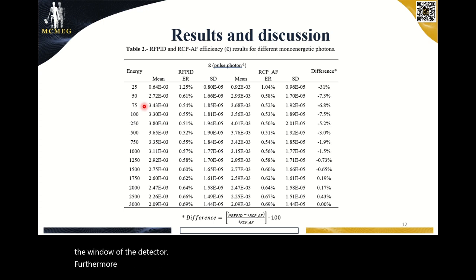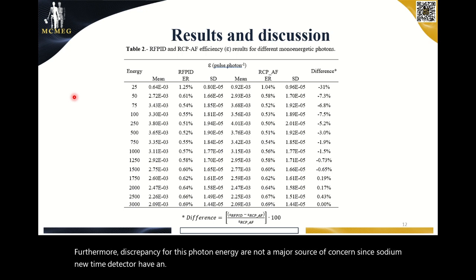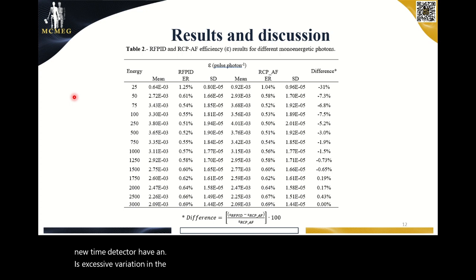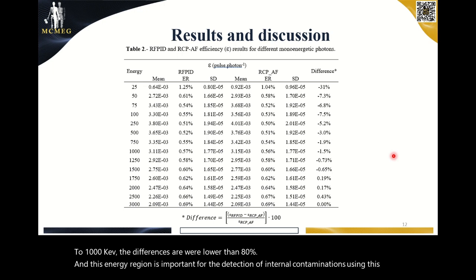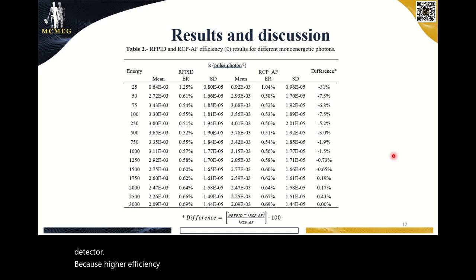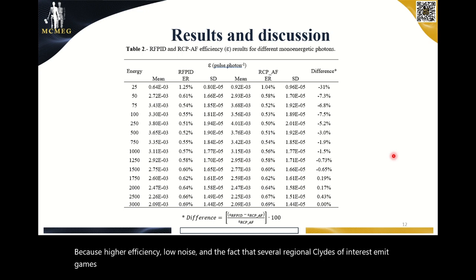Furthermore, discrepancies for this photon energy are not a major source of concern, since sodium iodide detectors have an excessive variation in the detection efficiency in the low energy region. And in the energy range from 50 to 1000 keV, the differences were lower than 8%. This energy region is important for the detection of internal contaminations using this detector, because of higher efficiency, low noise, and the fact that several radionuclides of interest emit gammas in this energy range.